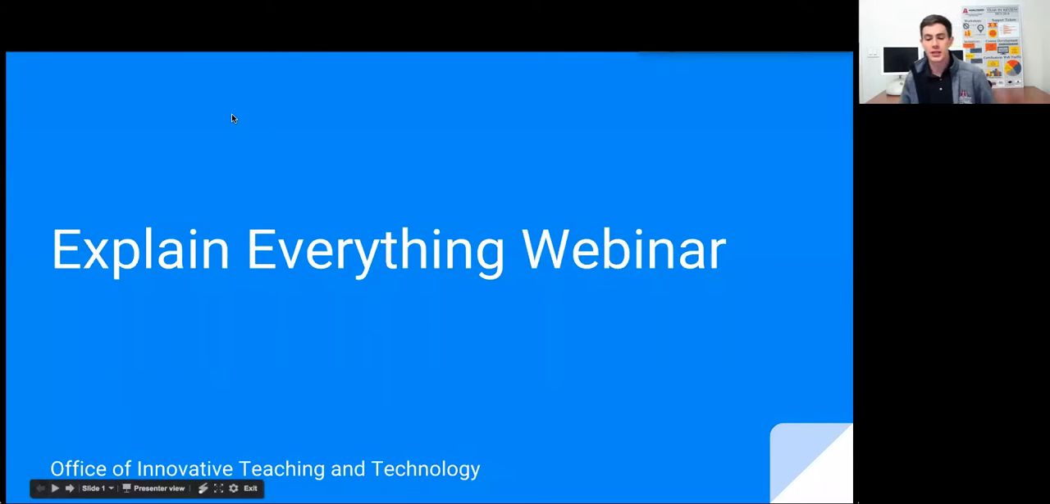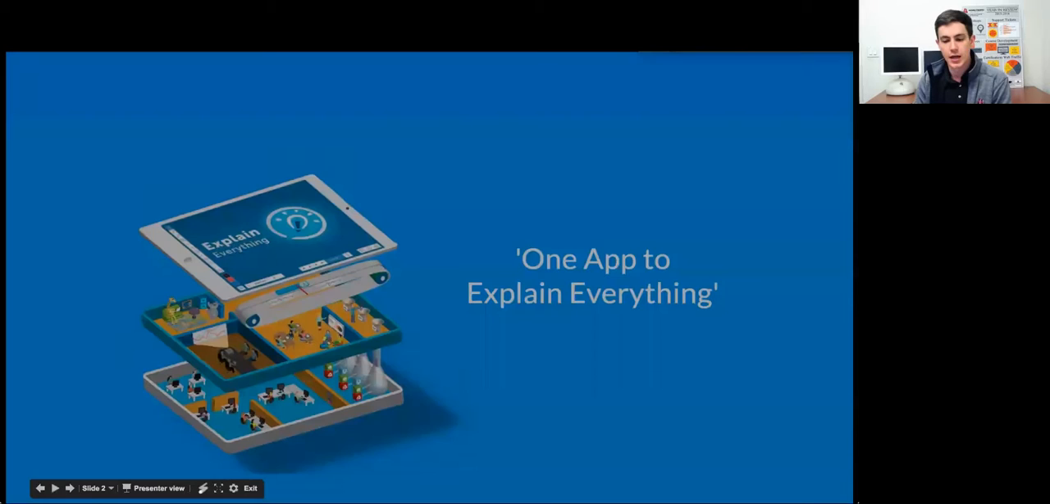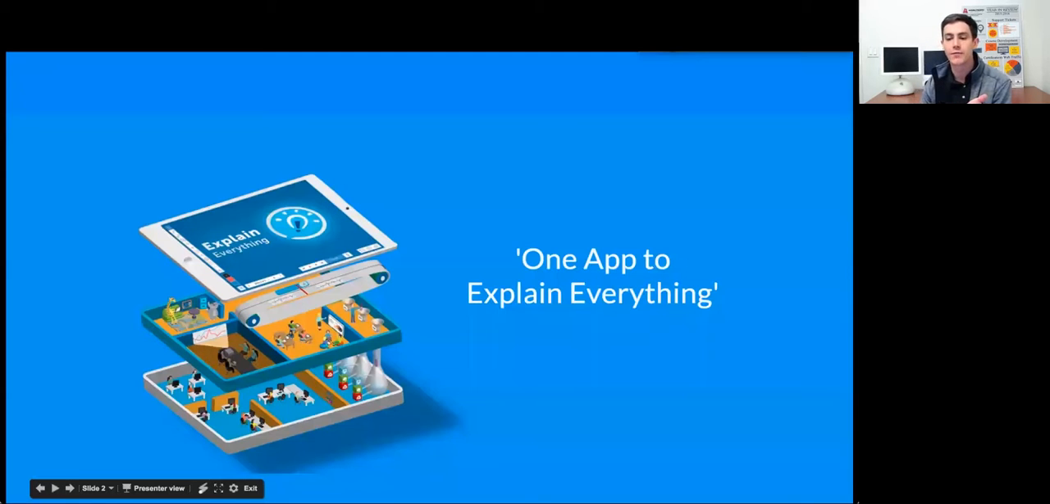So Explain Everything is a very multi-purpose app. You can have an interactive whiteboard. You can draw on it. You can put text onto it. It's really one app for everything. There's ways to record yourself, to record your voice, to record your camera. You can input video. You could input slides. You can narrate over those slides. This is really one app to do everything.